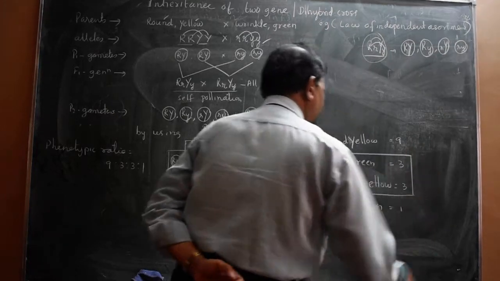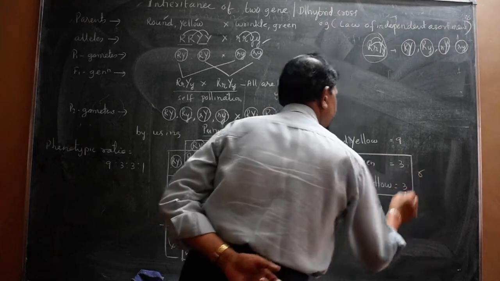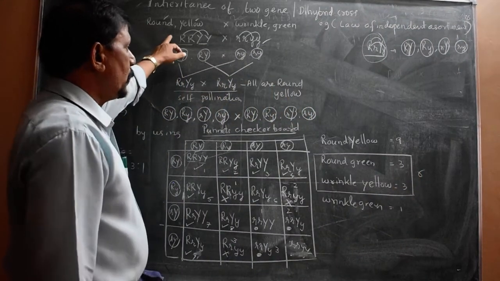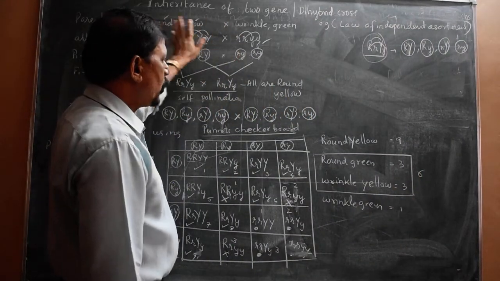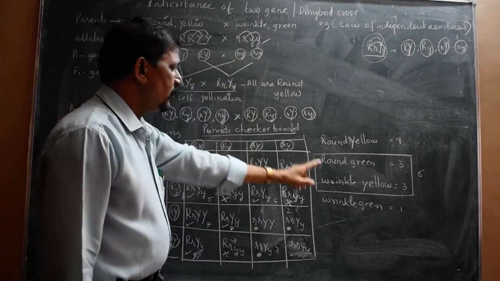And here particularly, see, these are the 6 plants not resembling what? Resembling the parent. The parents were round yellow and wrinkle green. Round yellow are how many? 9 are there, of course. And wrinkle green is how much? Only 1 is there.